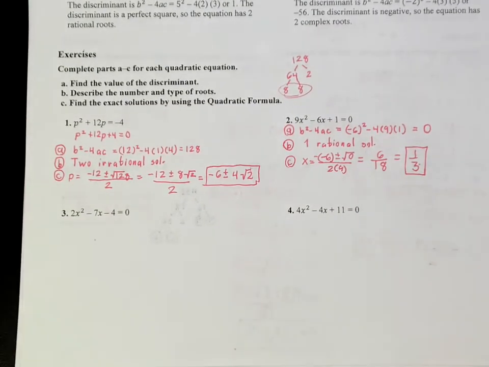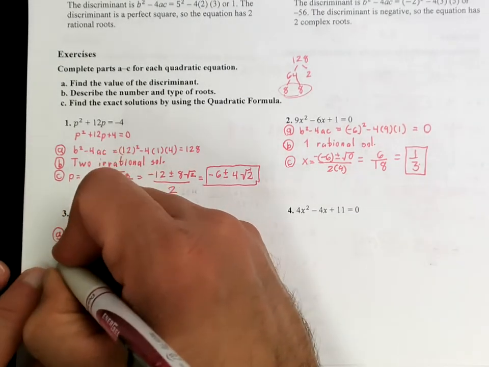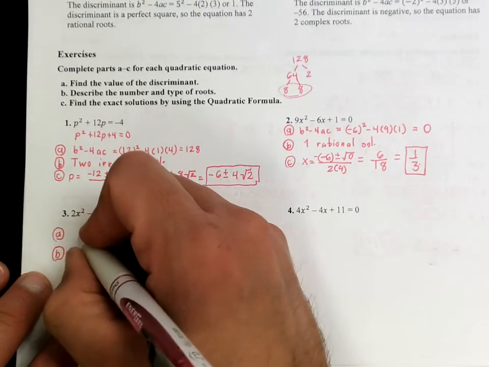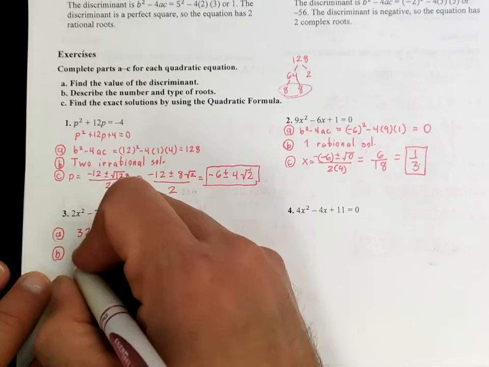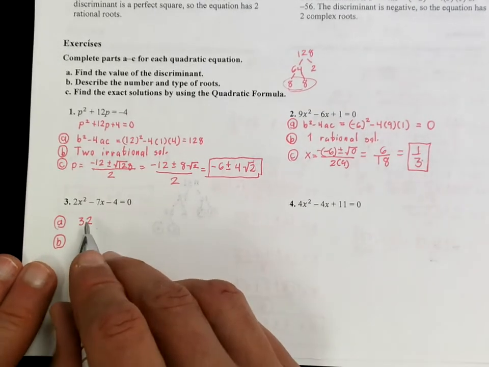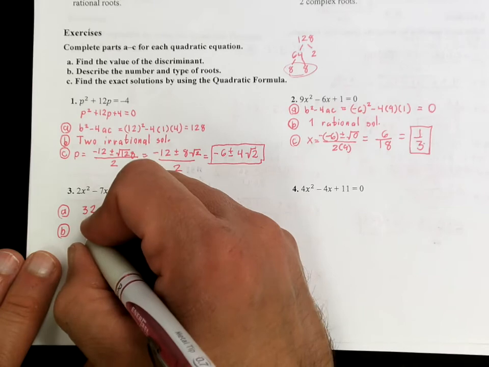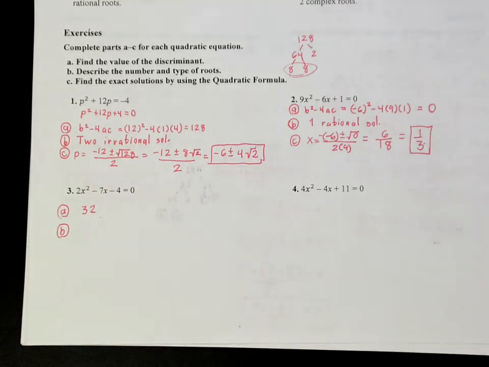All right, let's go over number, let's see. I'm not going to do number 3. If you do it, see if you can give me the discriminant. I want to give you the discriminant at least, I guess. 32. All right, B, the B part, which is what type of roots. Remember, if you cannot take the square root of this, it's not a perfect square, so therefore B is going to be two irrational. I'll let you write that.